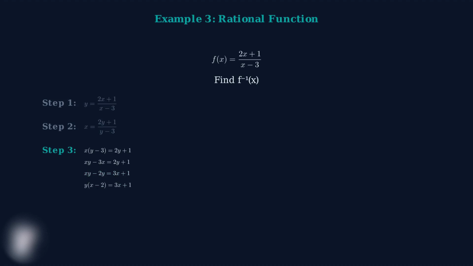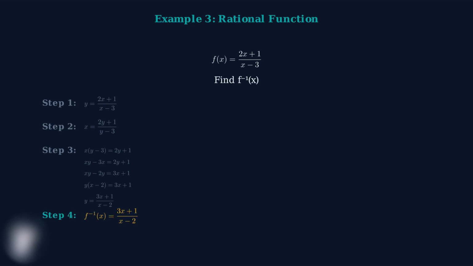Factor out y on the left side. y times x minus 2 equals 3x plus 1. Finally, divide both sides by x minus 2 to get y equals 3x plus 1 divided by x minus 2. Step 4. Replace y with f inverse of x. Our final answer is f inverse of x equals 3x plus 1 divided by x minus 2. Even with complex rational functions, the four-step method guides us to the correct inverse.